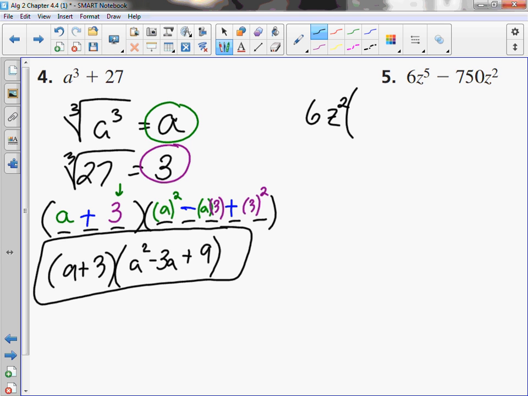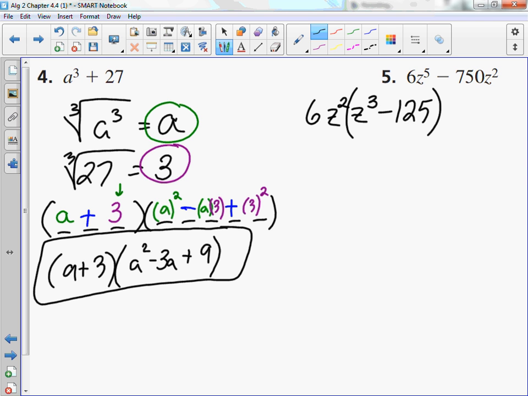Well, 6 out of 6 gives me 1. But I'm left with z to the third minus 750 divided by 6. If I pull 6 out of 750, 125. And that's it, because we pulled out both z's. Now, are these the sum or difference of perfect cubes?